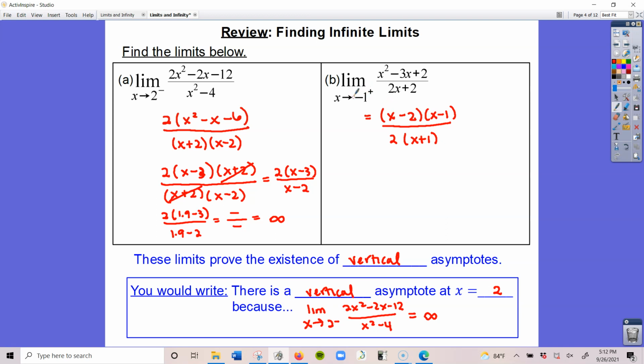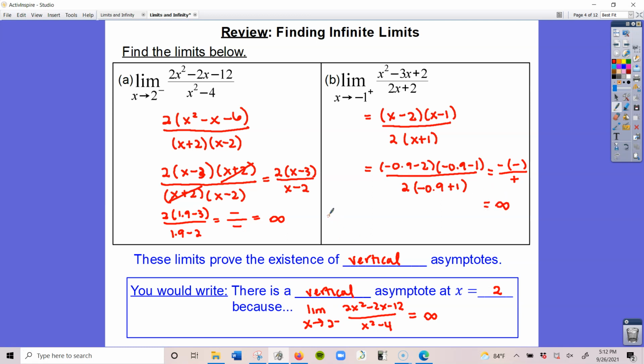So I'm going to have to plug in a number slightly to the right of negative 1. I'm going to plug in negative 0.9. If we do negative 0.9 minus 2 and then negative 0.9 minus 1, over 2 times negative 0.9 plus 1. This would give me negative 0.9 minus 2, a negative, negative 0.9 minus 1, a negative, 2 is positive, and then negative 0.9 plus 1 is positive. So a negative times a negative is positive, divided by positive gives me the answer of positive infinity.